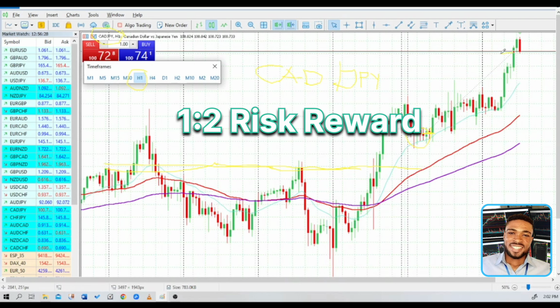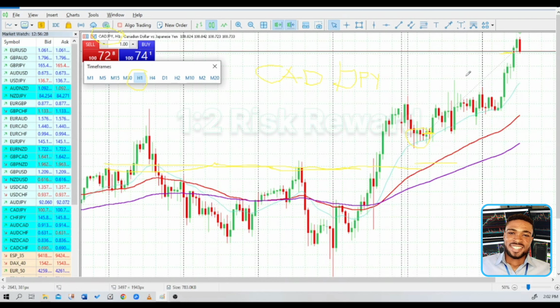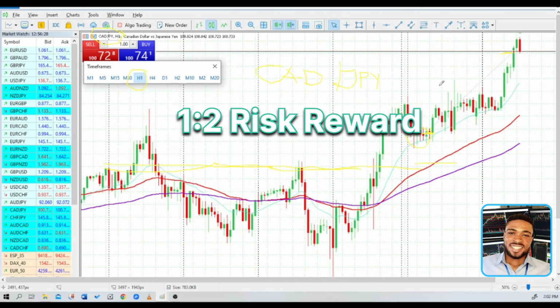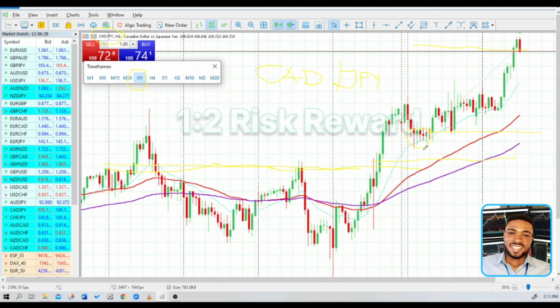And then my stop loss was here, my take profit was here. So guys, can you see 1:2, always 1:2, okay? I took my entry here, my stop loss was here, and my take profit was here. Always take profit 1:2, okay? So the market just played out.